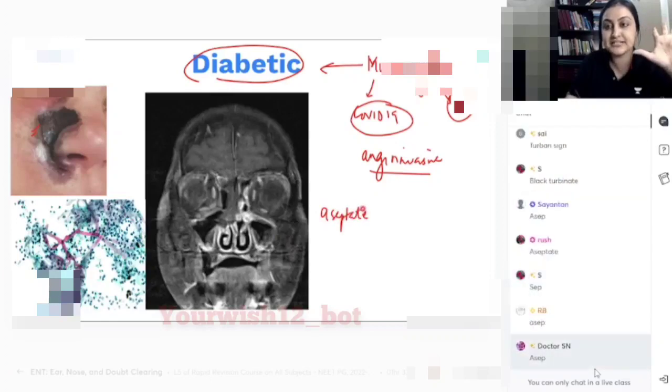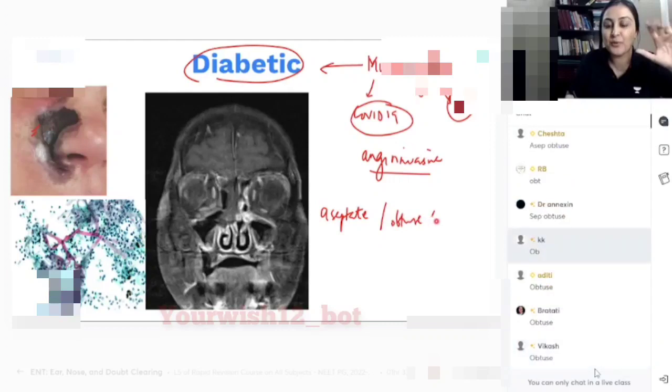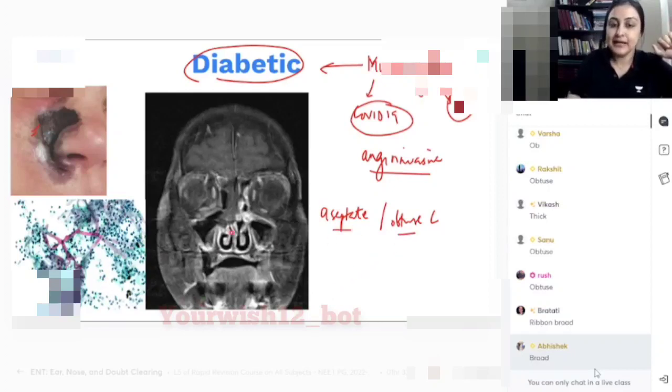एस्परजिलोसिस से डिस्टिंग्विश करना है, right? Aseptate. Secondly, acute angle, obtuse angle, obtuse angle, right? So obtuse angle, aseptate. Aspergillus is going to be septate. Aspergillus के नाम में आता है कि वो septate है. It is not aseptate, it is septate. Okay, so this is going to be ribbon shaped, broad, aseptate, obtuse angle hyphae.